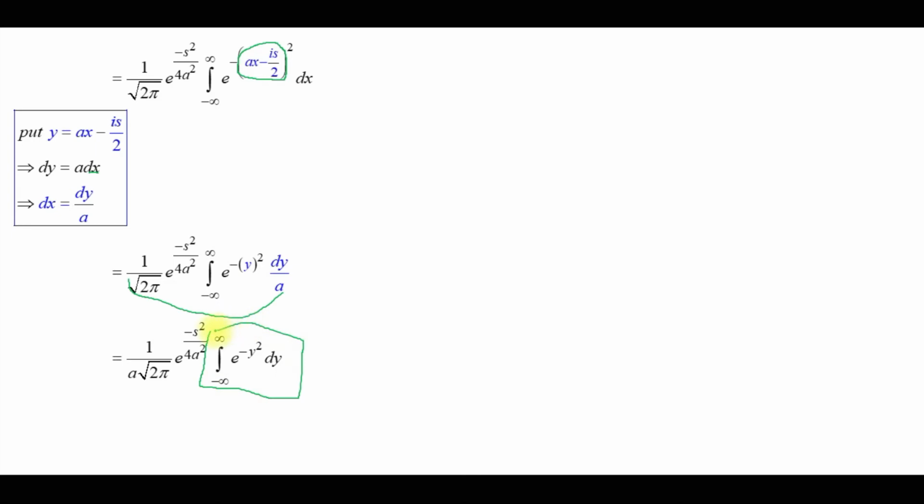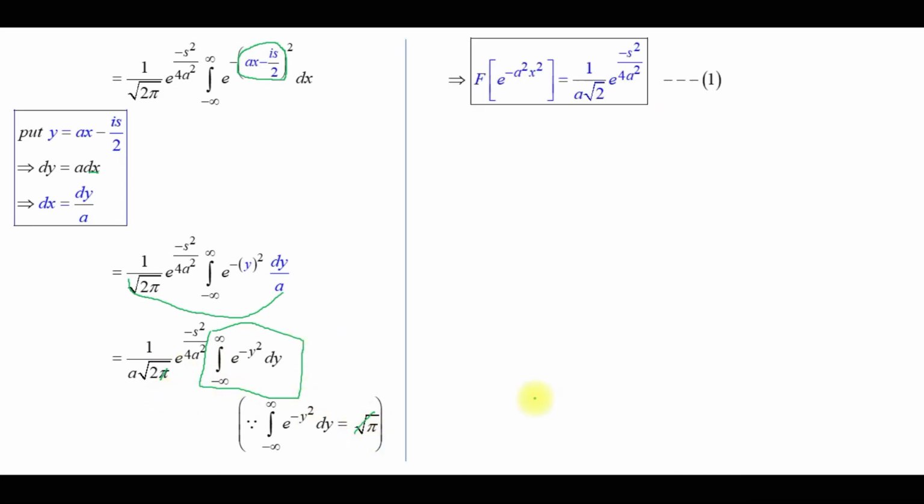There is one result. It's called the integration from minus infinity to plus infinity of e power minus y square dy. The value of this integration is square root pi. So substituting, the square root pi cancels. Therefore the answer is Fourier transform of f of x equal to 1 divided by a root 2 e power minus a square divided by 4a square, because the square root pi in the numerator and denominator get cancelled. So 1 by a root 2 e power minus a square by 4a square.